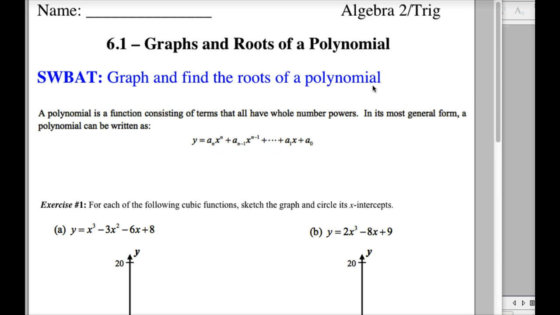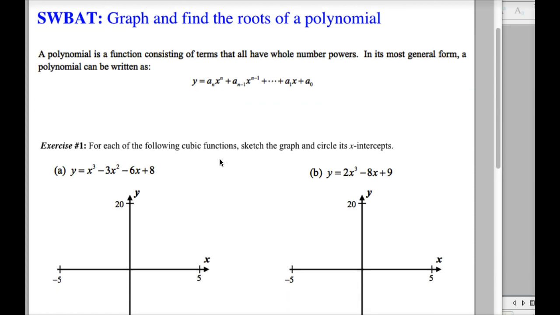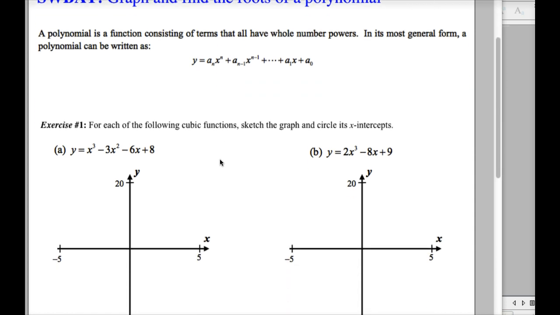Now, what is a polynomial? A polynomial is just a function that consists of terms that are all whole number powers. The most general form you can see in this. We know when the highest exponent is 2, it's called a quadratic. When the highest exponent is 3, it's a cubic. So most of the time, polynomials will be something that's higher than a 2.